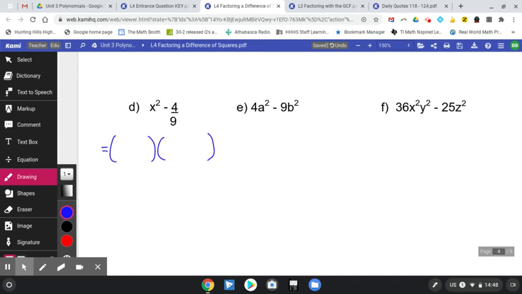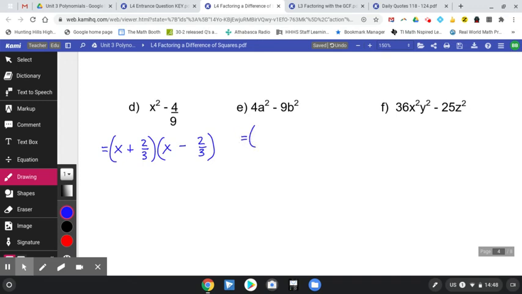So square root of x goes in the front of both brackets. Square root of 4/9 is 2/3. That goes in the back of both brackets. One is add and one is subtract. Definitely a pattern, and we just have to follow that pattern. Okay, let's try E together.